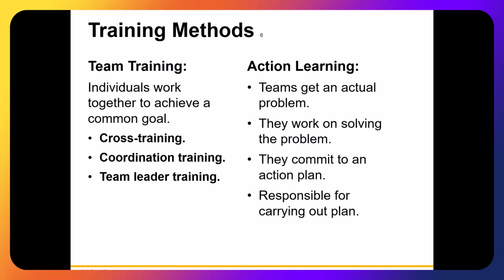Action learning: teams get an actual problem, they work to solve the problem, and they commit to an action plan, responsible for carrying out the plan. This is a way of holding the whole group accountable. By having them work together as a team, they get to bring all their skills together to work on the task at hand.